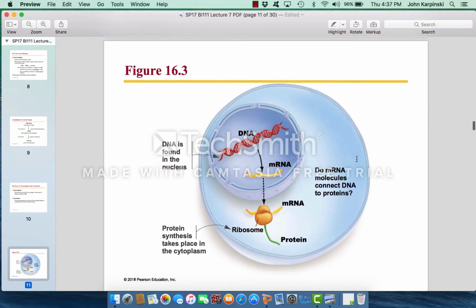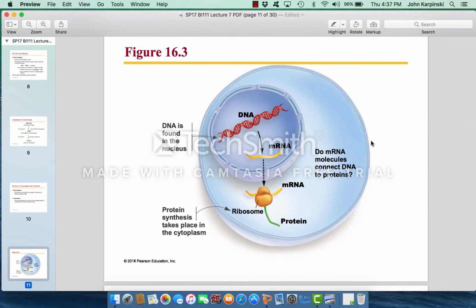Here's what it looks like in the cells. So one thing you need to remember about eukaryotic cells, and remember eukaryotes include all animals, all plants, all fungi. Eukaryotes have a membrane-bound nucleus, right? And DNA, as we all know, is housed within the nucleus. DNA never leaves the nucleus and enters the cytoplasm.